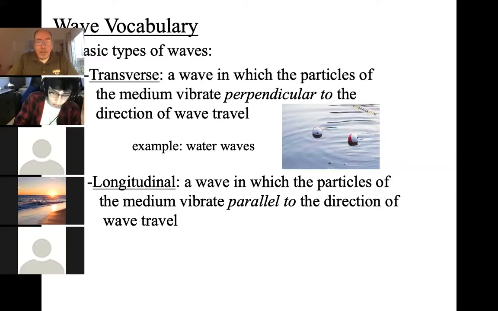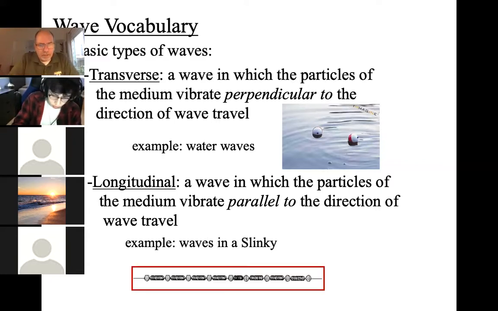An example of this would be waves in a slinky. Here's a slinky representation of one. If you agitate one end, this wave is going to travel down the slinky like this. Each coil is going to vibrate back and forth in the same direction, not up and down, but back and forth as the wave travels down the slinky. Each coil would vibrate to the right and then to the left as the waves travel from left to right. That's an example of a longitudinal wave.